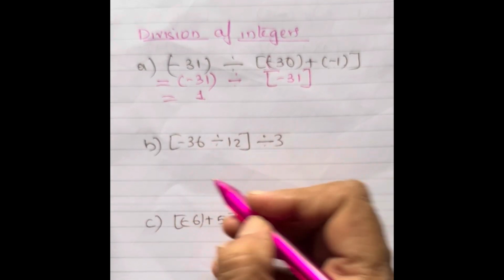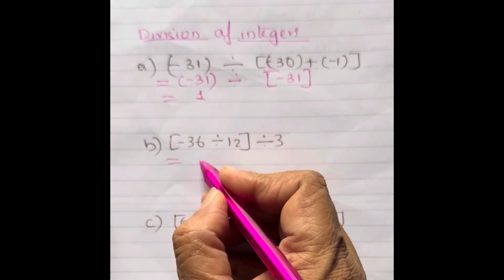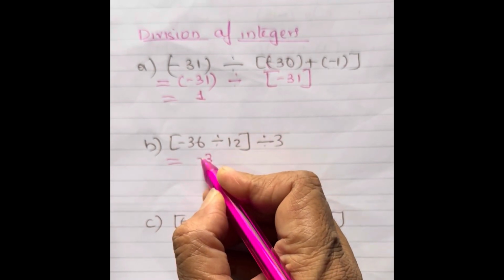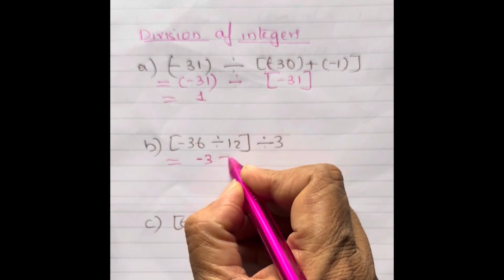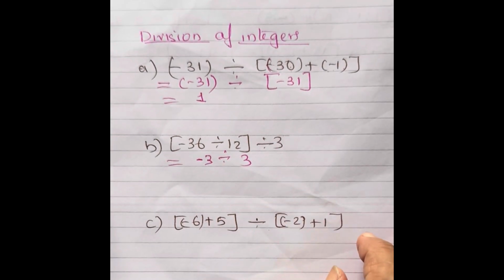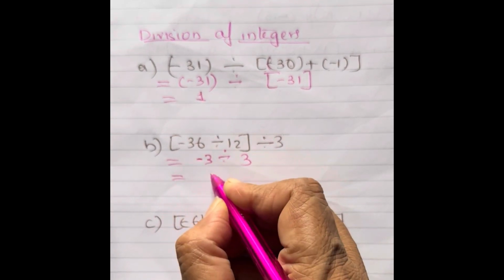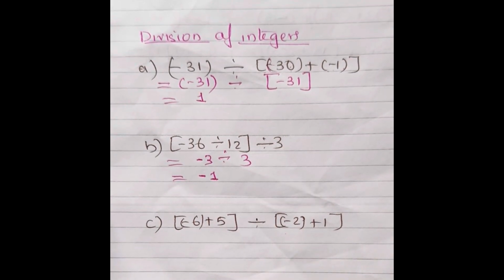Here we are dividing minus 36 by 12 first. So 36 divided by 12 is 3. We put the minus sign. As I told you, different sign means negative number. Divide by 3. So first we solve this bracket and then we divide by 3. Now 3 divided by 3 is 1. But there is one negative number, so the answer will be minus 1.